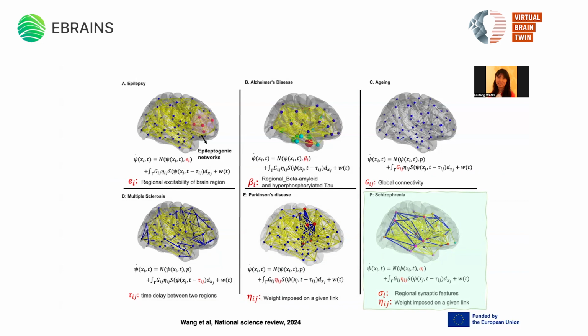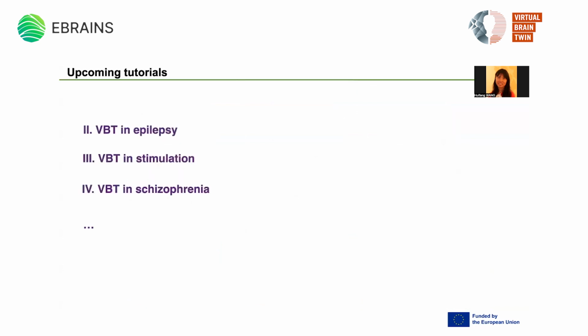In terms of applications, epilepsy is currently the most advanced. The first clinical trials began in 2019. For schizophrenia, our first clinical trial is planned for 2026. In the upcoming tutorials, we will focus on epilepsy, brain stimulation, and schizophrenia.